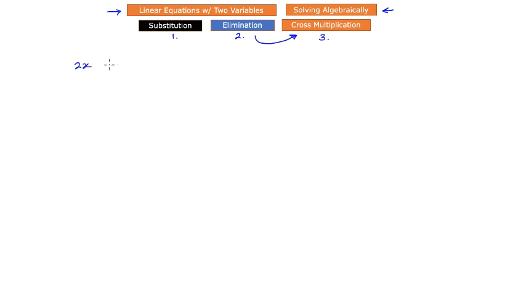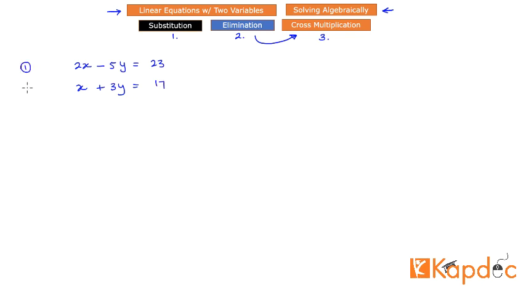Let's say my two equations that have been given to me are 2x minus 5y is equal to 23, and the second equation is x plus 3y is equal to 17. Label this as equation 1 and equation 2. In substitution, the technique is that out of these two equations, take any one of those two equations and define one variable with respect to the other variable. At this stage, you can pick any one of those two equations. I'm going to pick the second equation because it is easier to define one variable with respect to the other variable.